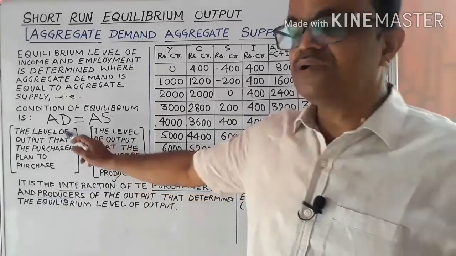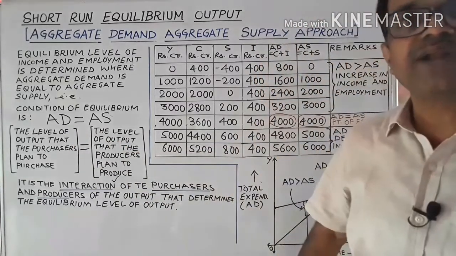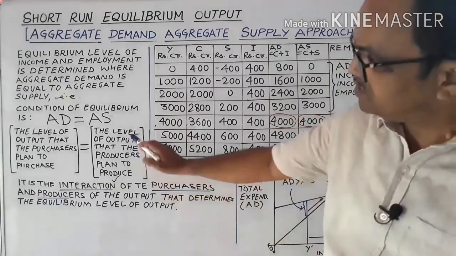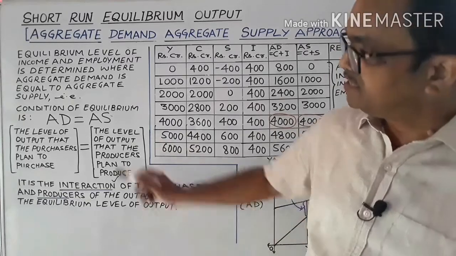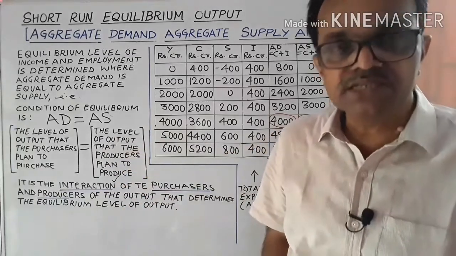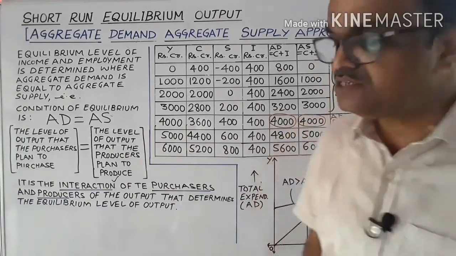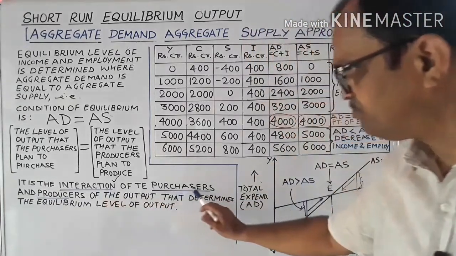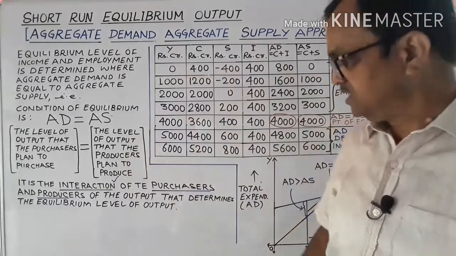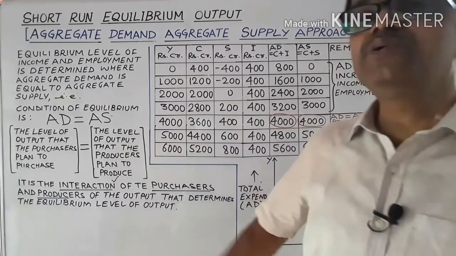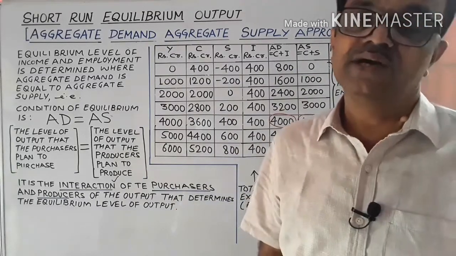Whenever the total level of output that the purchasers plan to purchase becomes equal to the level of output that the producers plan to produce, then the equilibrium is established in the economy. It means it is the interaction of the purchasers and the producers of all the output that determines the equilibrium level of output in the economy.